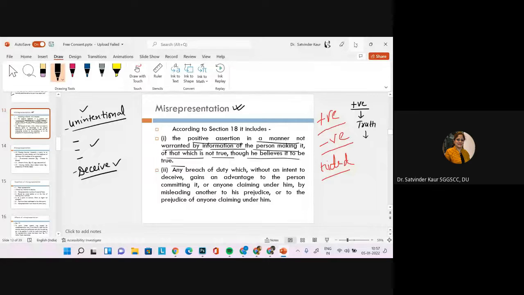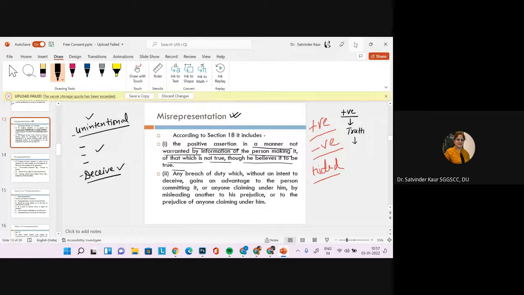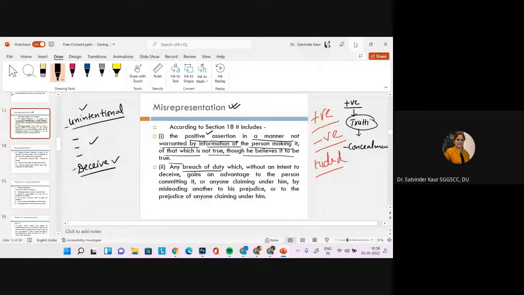So the one we were discussing: when we give a positive statement, the person who is making the statement believes it to be true, though it is not true. And if it was his duty to check whether the particular statement is true or not, then in that situation it was his duty to check. So the next point is breach of duty. The first was the positive statement, the second is concealment of facts, right? You have not disclosed all the facts and figures. And the third is breach of duty.